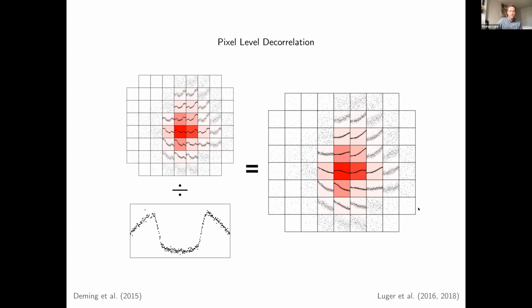Another one is pixel level decorrelation. This is something that was developed for Spitzer initially, which I then extended to K2. And the lightkurve package implements this for TESS as well. This uses information at the pixel level to detrend the SAP, the simple aperture photometry data.